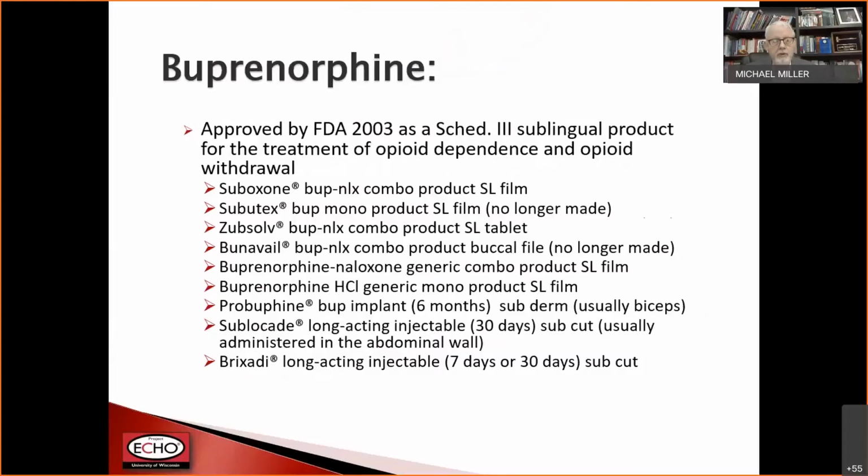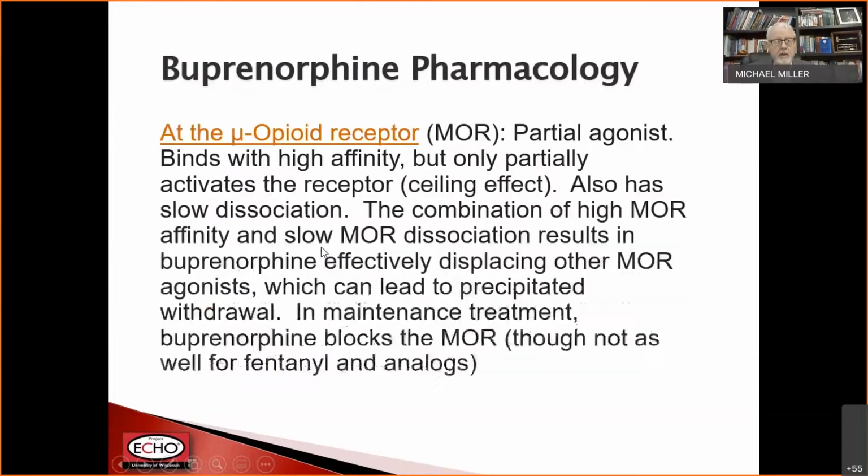So buprenorphine was approved as a Schedule 3 sublingual product for opioid dependence, and this is what we all know, the Suboxone, Subutex. These are the various forms approved for the treatment of addiction. Included in this slide is the Probuphine implant, the Sublocade injectable, and Brixadi, which is on the cusp of being approved. And Bunavail is here, even though it's no longer made.